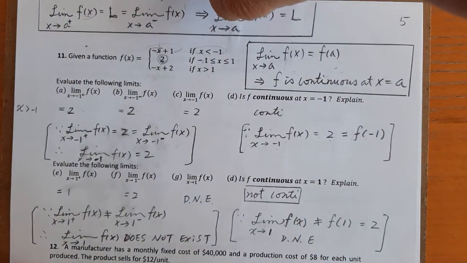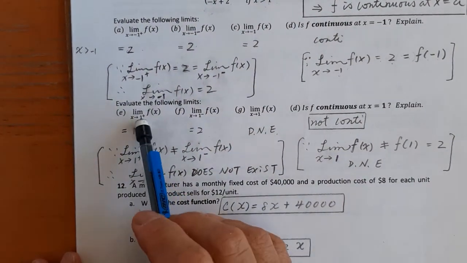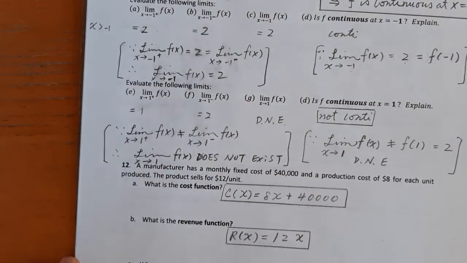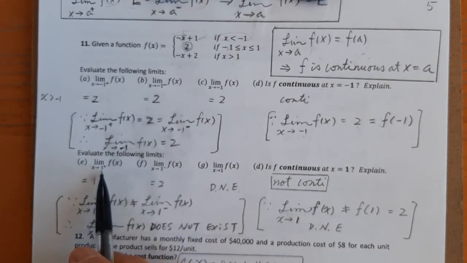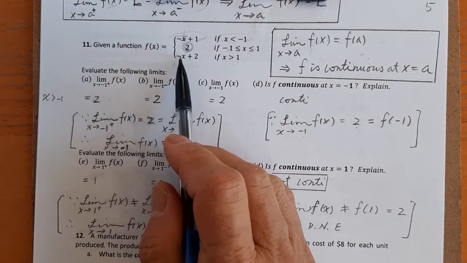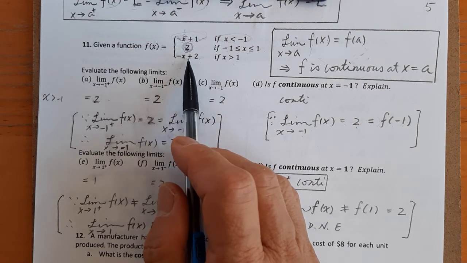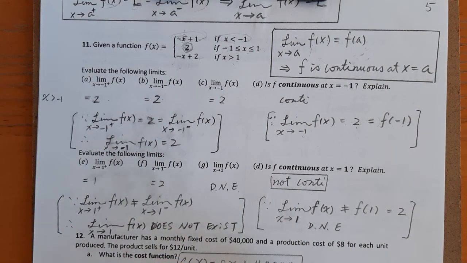Then the next question is x approaches positive 1. Here, x approaches 1 from the positive side, from the right-hand side, which is x greater than 1. So for x greater than 1, you plug it in here. Then the function value is -1 plus 1 plus 2. -1 plus 2 is 1. So the limit is 1.